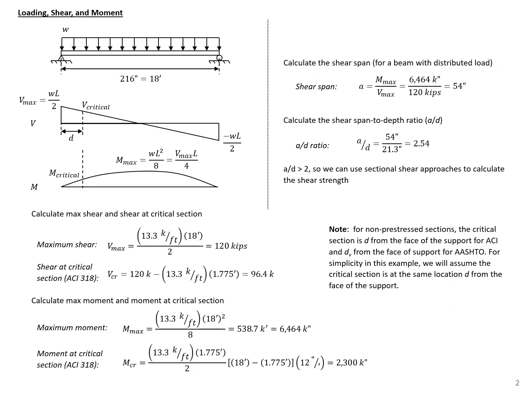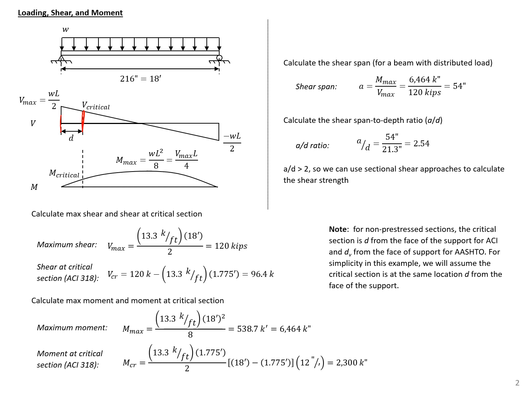The first thing that we need to do is find our shear and moment diagrams for our simply supported beam with the distributed load. We need to do this so that we can find the shear and moment at our critical section. For both AASHTO and ACI for a non-prestressed member, the critical section is going to be a distance d away from the face of the support.